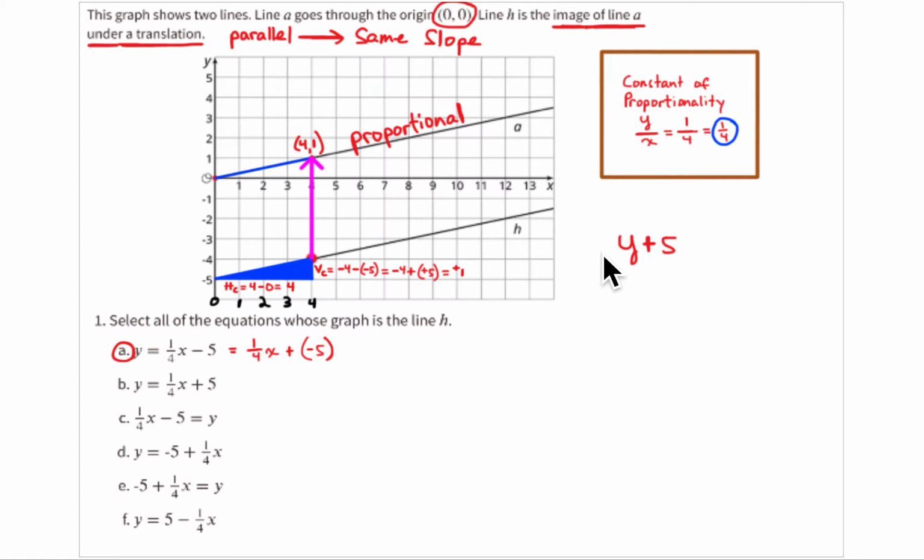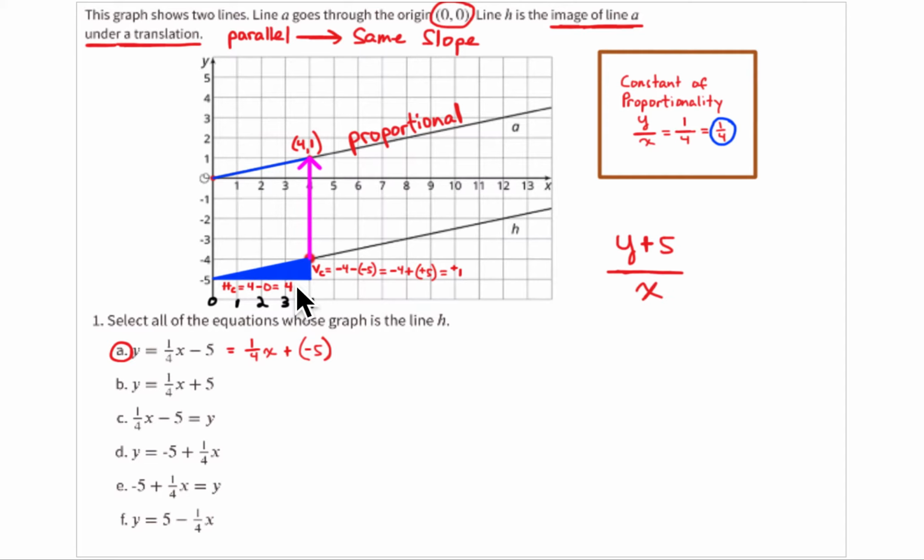So this is visually, and this would be mathematically what's going on. Regardless, you're going to get y plus 5. And what's that compared to? That's compared to the change along the x-axis. So that's the 4 units along the x-axis. So it's y plus 5 compared to x. Because this rests along the y-axis, x is just the number of units. X is the change in the horizontal direction.